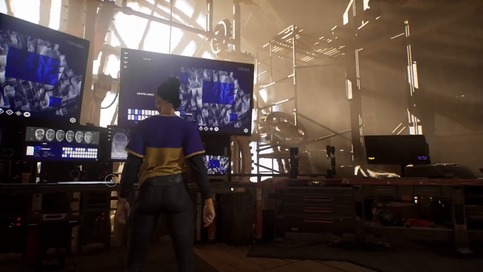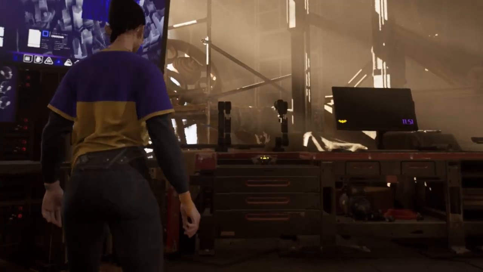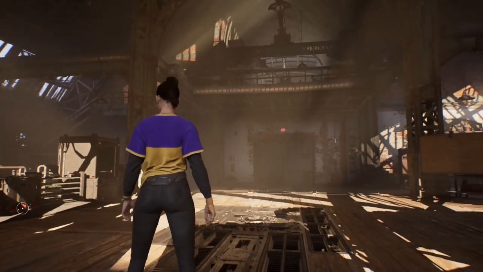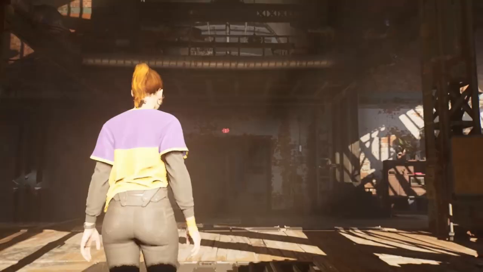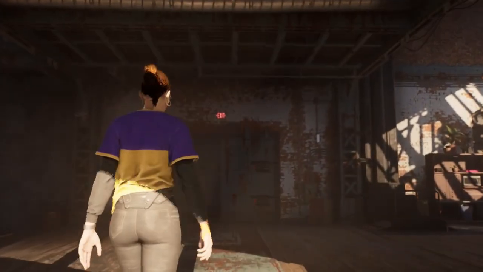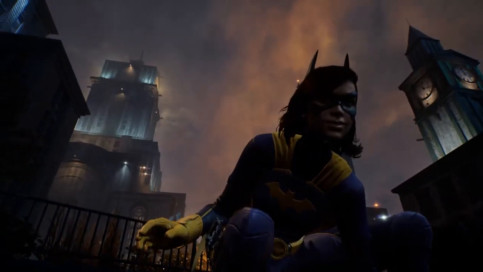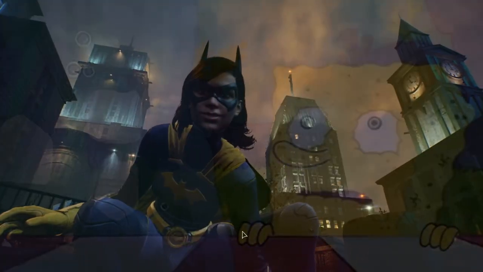It allows us to have 16 times the detail. 16 times the detail.